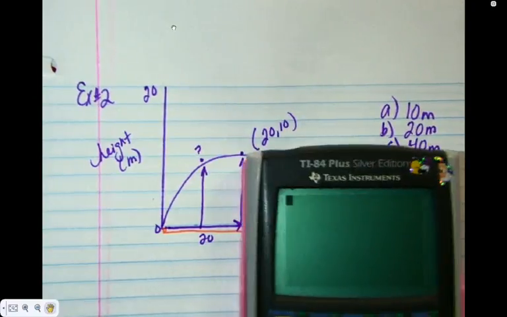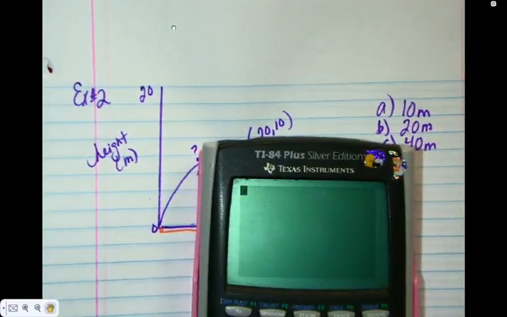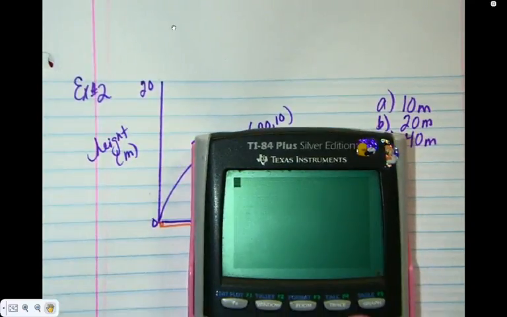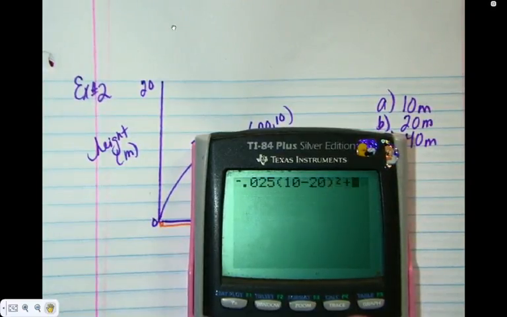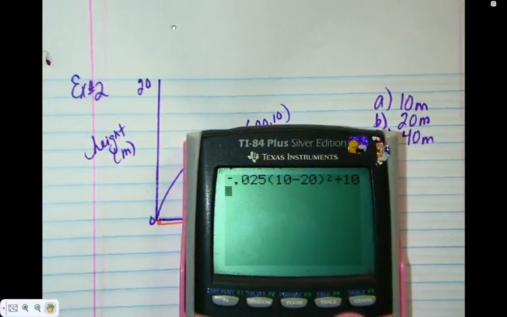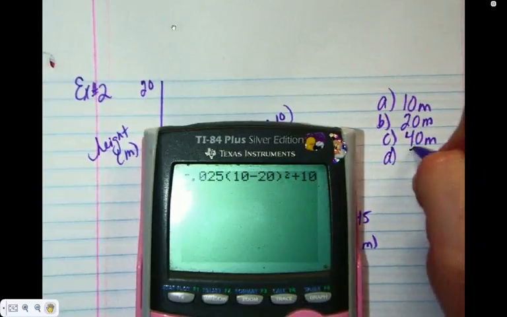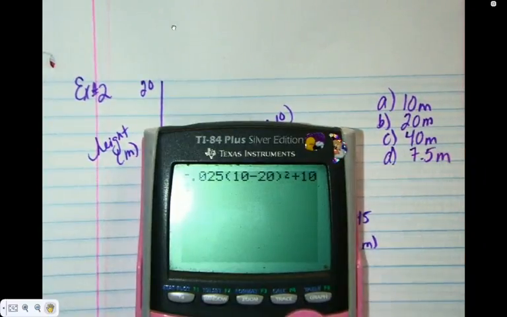How did we do the one yesterday for the first example? Yeah, we went to our calculator and put the number where D is. So negative 0.025, times 10 minus 20 squared, plus 10. Like the function of h? Yep. I don't want to hit enter because I don't want to ruin the surprise. Offer? 7.5. Confirmation?